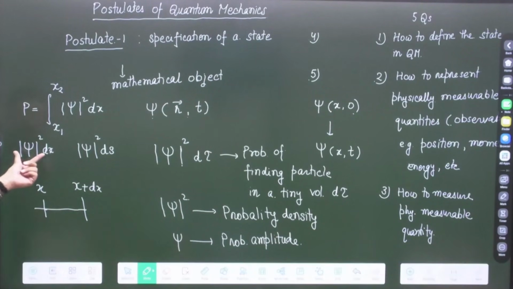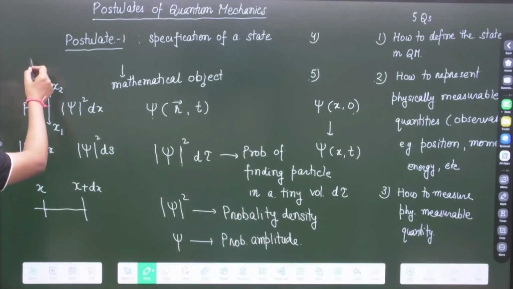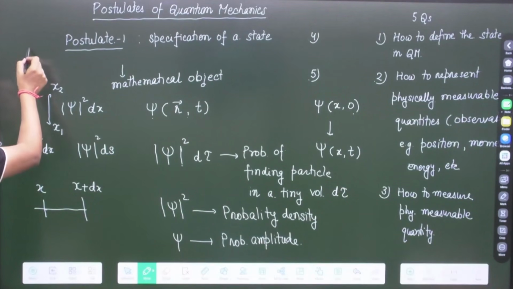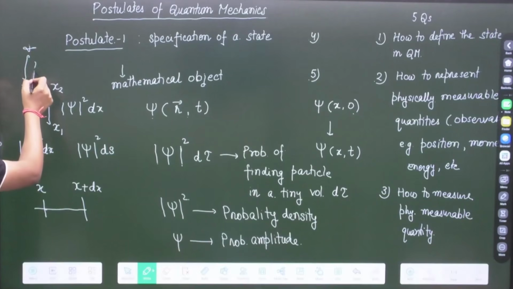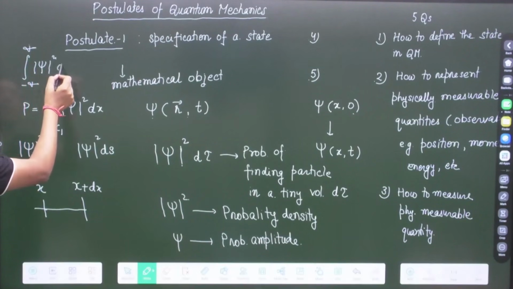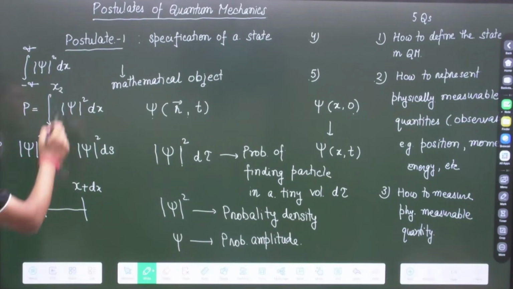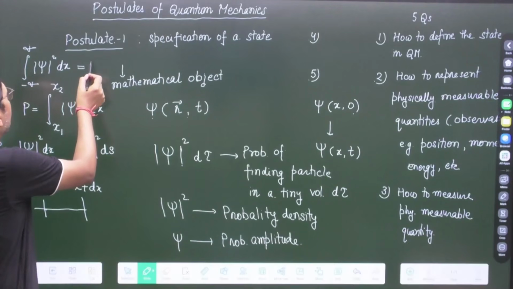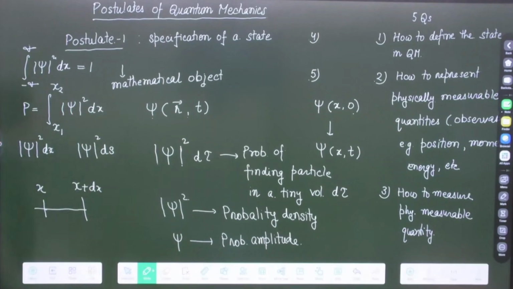So if I integrate this quantity, ठीक है, if I integrate this quantity from minus infinity to infinity, and I write psi square dx, then it should be equal to 1. It should be equal to 1.